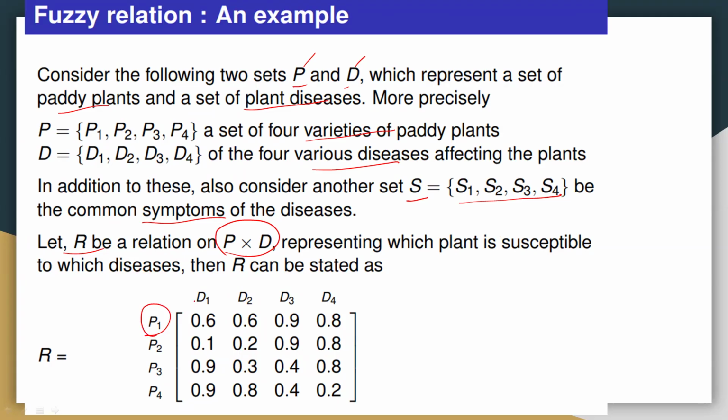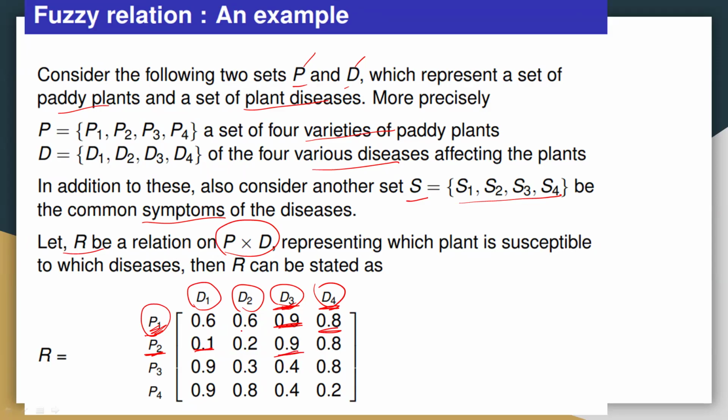So for each type of plant, what is the strength of how it can be affected by the disease? So you can say P1 is greatly affected by the disease D3, and 0.8 is another value. So the diseases D4 and D3 greatly affect P1 more than the other two. Similarly, you can see the plant P2 is least affected by the disease D1 and is the most affected by the disease D3, and so on.